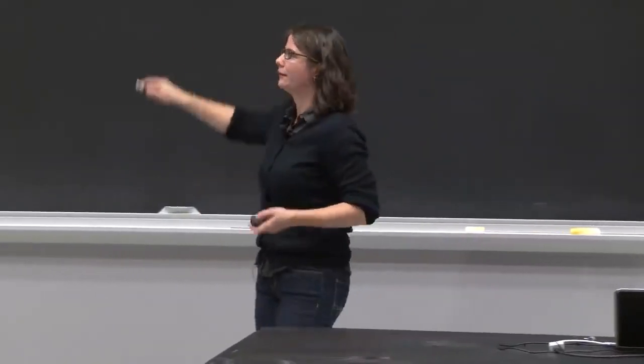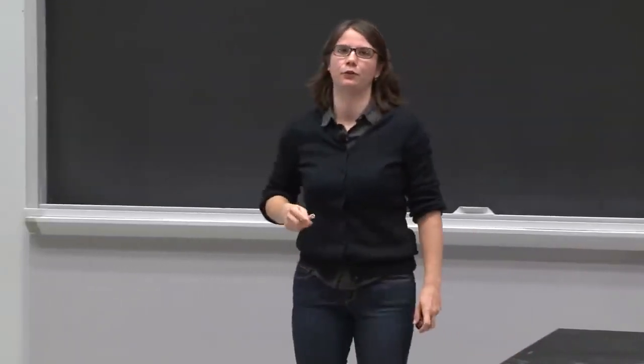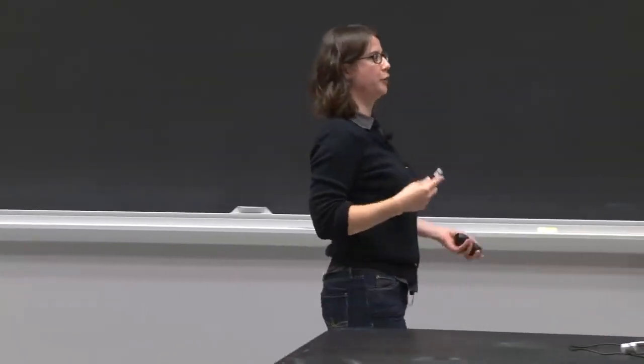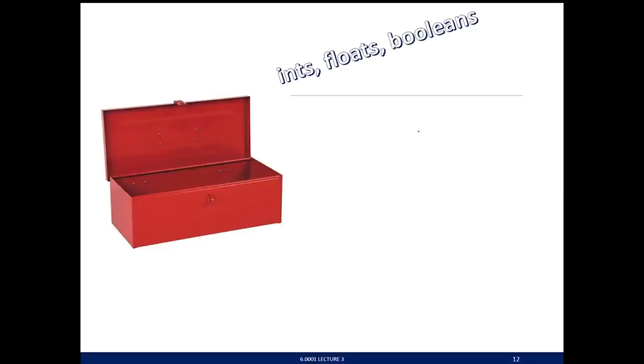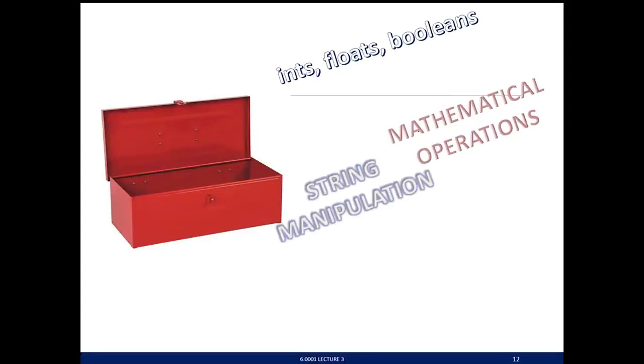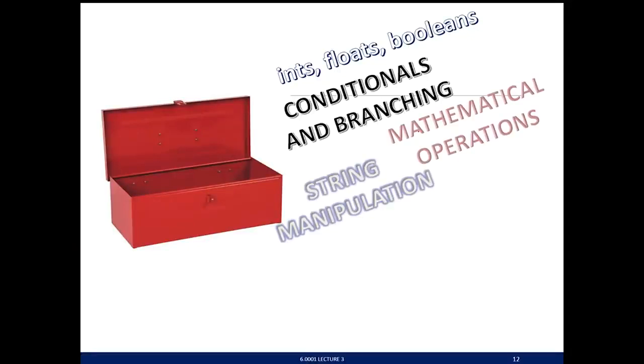All right, so this was our toolbox at the beginning of this course. We are 2.5, I guess, lectures in. These are the things we've added to it. We know integers, floats, booleans. We know a bit of string manipulation, math operations. We added recently these conditionals and branching, right, to write slightly more interesting programs. And now we have loops, for and while loops, to add interesting and more complicated programs.